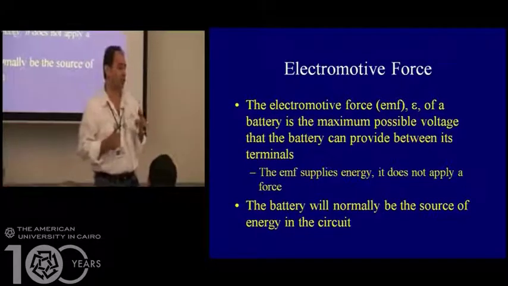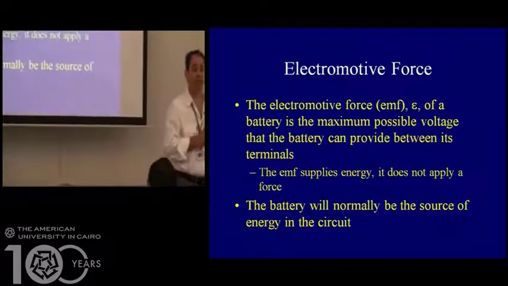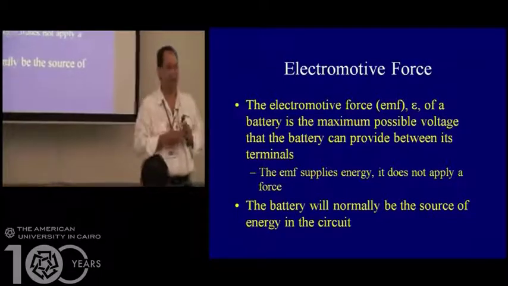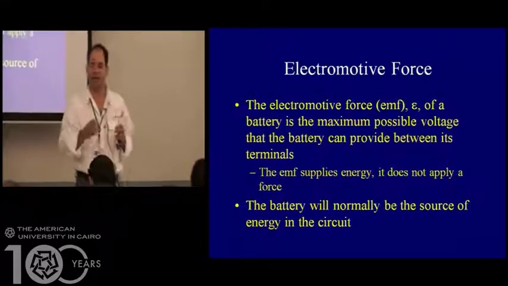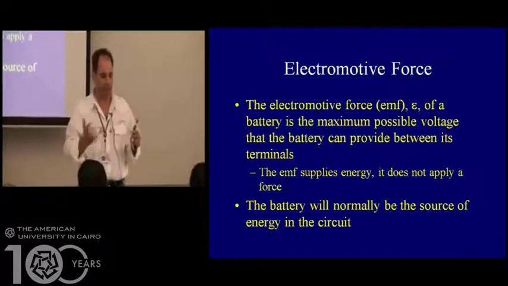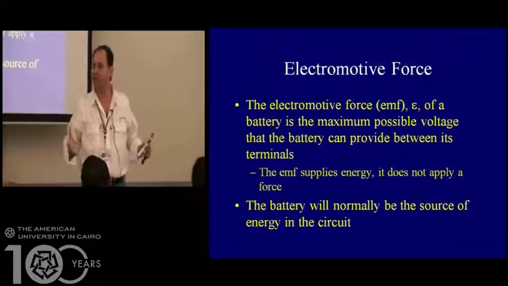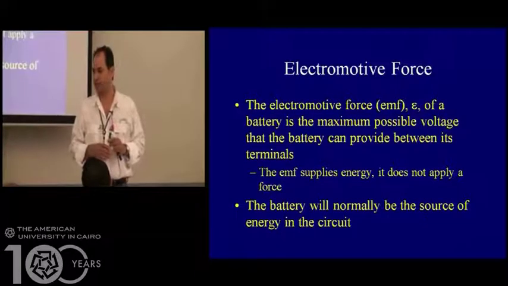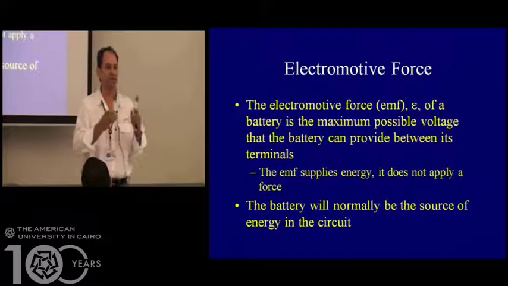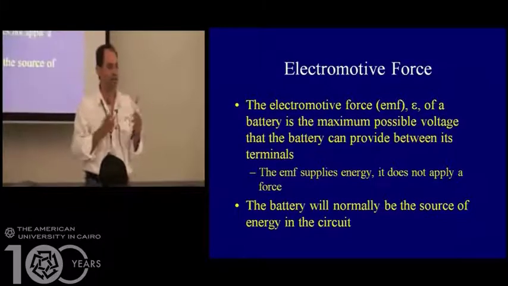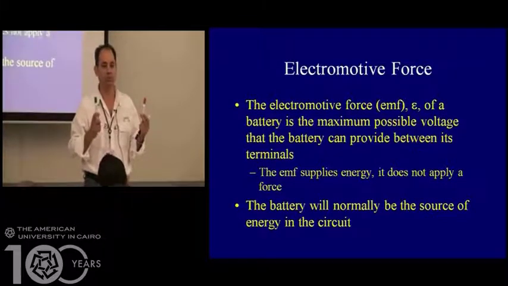And the maximum potential we get from the battery happens when we have an ideal battery. And when I say ideal battery, I mean the internal resistance of the battery is zero. Any battery has a resistance inside it. And if the internal resistance of the battery is zero, then the voltage across the two terminals of the battery is called the electromotive force.